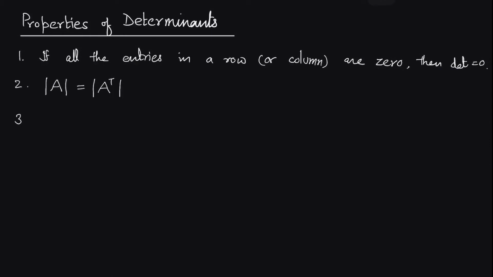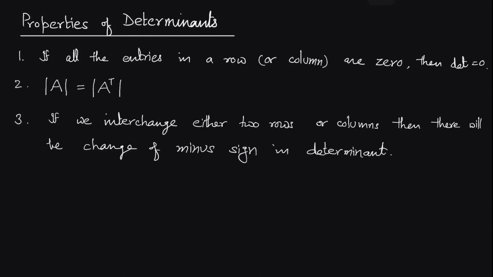The third property is that if you interchange two rows or two columns, then there will be a minus sign difference in the determinant. That means suppose you have a square matrix A whose determinant is, for example, 5. Now if you interchange two rows of this matrix A, and suppose A dash is the new matrix obtained by interchanging two rows, then its determinant will be minus 5.